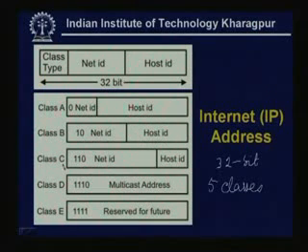On the other hand, in class C, the first 3 bits are 110 and the remaining 21 bits are net ID and 8 bits are host ID. And in class D, 1110 and the remaining bits, here you have got the multicast address, that means the remaining 28 bits provide you the multicast address. And class E is 1111, this is reserved for future use, not presently in use.